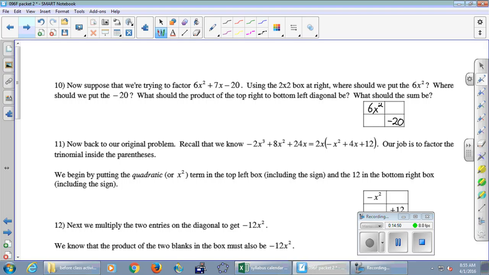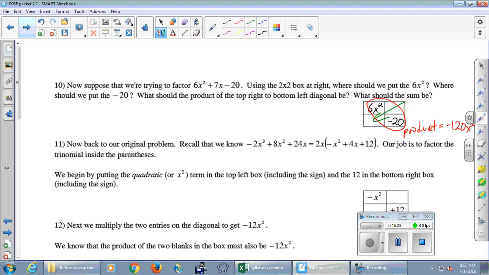And then it says, what should the product of the top right to bottom left diagonal be? Top right to bottom left. Well, what do we get when we multiply those two blanks? I don't know, they're blank. But I know that whatever the product is there is the same as the other product. The two diagonal products are always equal. So the product going that way has to equal the product going this way. The product going this way, we've already done: negative 120x squared. And so whatever I put in the green has to multiply to negative 120x squared.